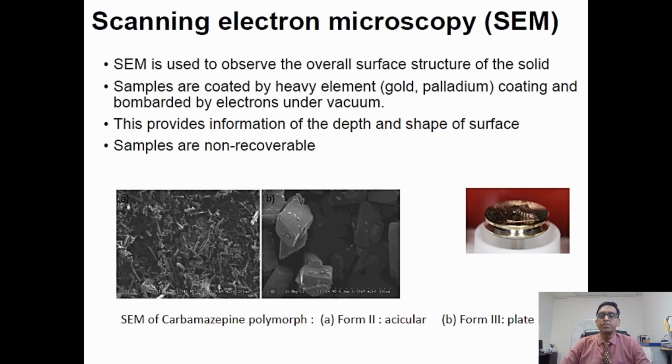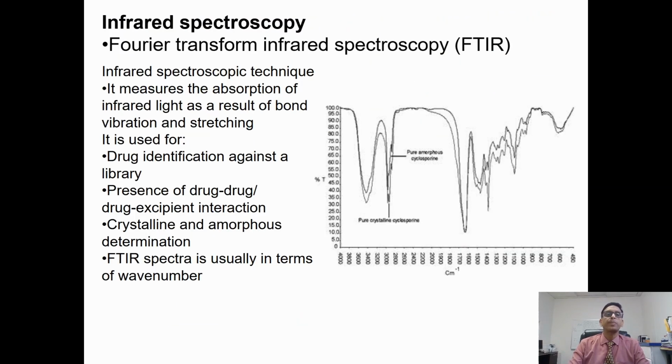And this is one example here. You can see scanning electron microscopy of carbamazepine polymorphic forms. Form 2 is acicular, form 3 is a plate-like structure. This is how they are differentiated by using the scanning electron microscopy method.